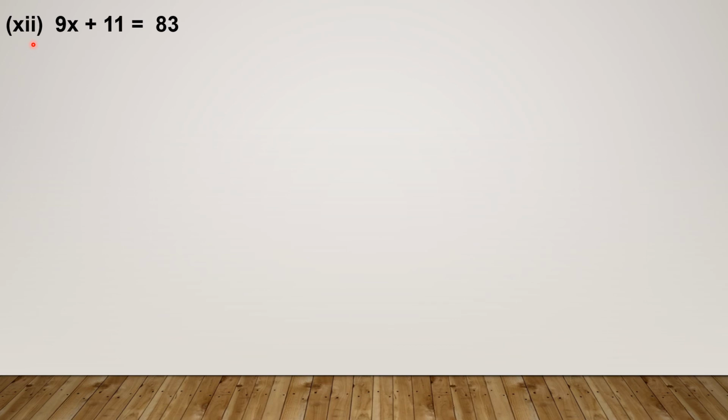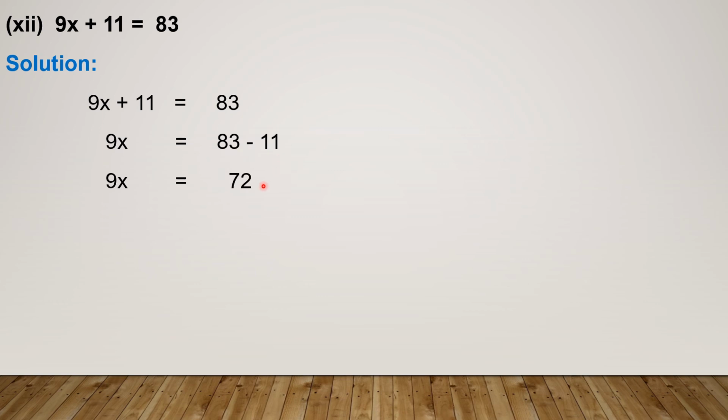See part number 12, 9x plus 11 is equal to 83. Again, we have to find solution of this equation, means we need to find out value of x. Means we need alone x on left hand side. So first we will move, how we will make x alone? First we will move this plus 11 from left to right. When you move this plus 11 on right side, it will be converted in minus 11. 83 minus 11. Subtract 83 and 11, we will get 72. 9x is equal to 72.